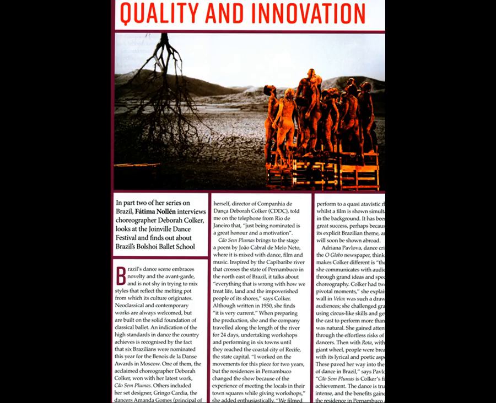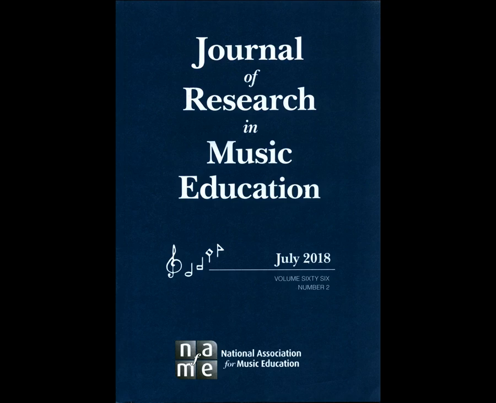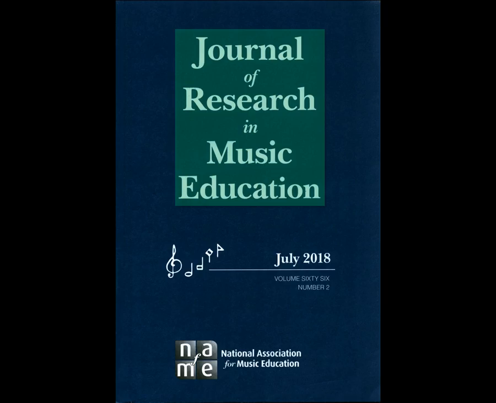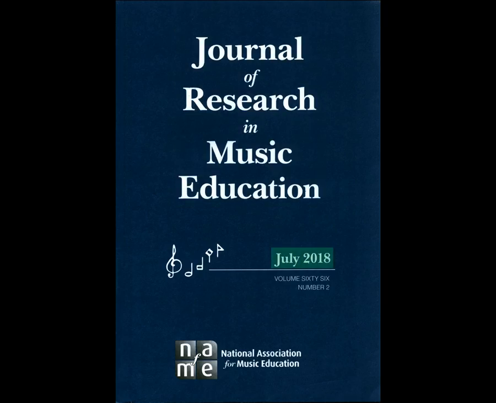Now let's look at another example. The Journal of Research in Music Education. This one happens to be an academic journal. Again, we see on the cover the title of the journal and the publishing date, July 2018. Like most academic journals, the cover also gives us the name of the professional association that publishes the journal, in this case, the National Association for Music Education.